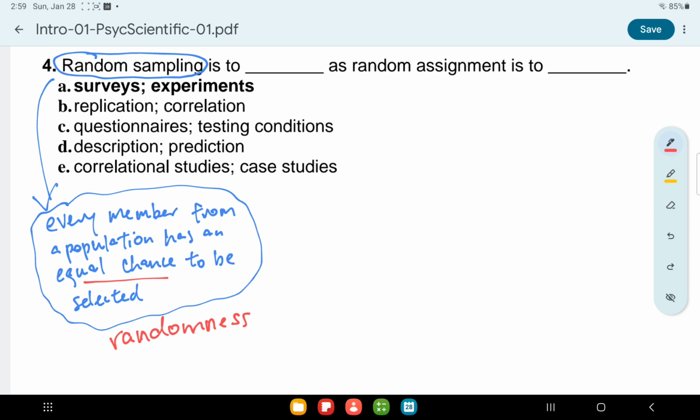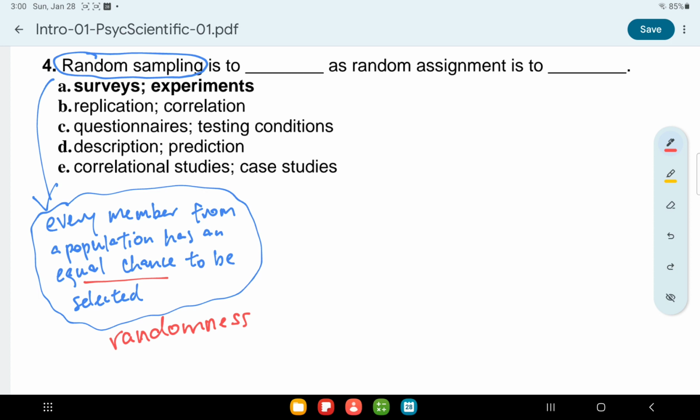Now, the best answer right here, option A, let's take a look. Random sampling is to surveys, where we survey individuals, a study in which we allow for the least level of bias. We might want to use a randomized procedure to sample, to bring people in from the population. Okay, so randomly selecting participants into the research group to participate in surveys. That's not a bad answer at all. And random assignment is to experiments.